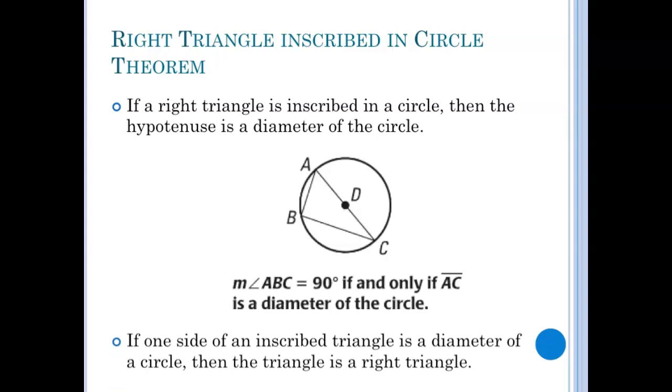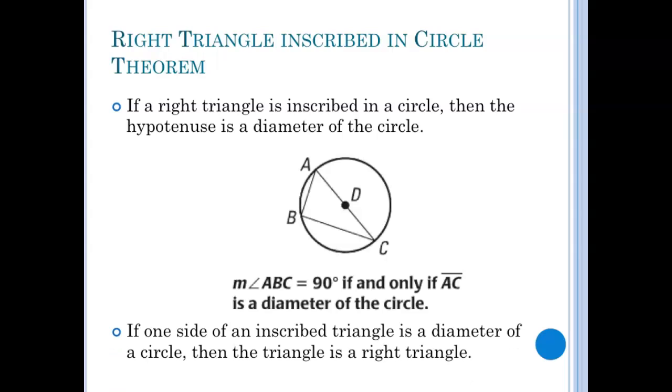So if one side of an inscribed triangle is a diameter of the circle, then the triangle is a right triangle. Now the reason this is true is because if angle ABC is 90 degrees, that means that the arc that it intercepts must be twice the measure of that angle, which would mean that is 180 degrees. If it's 180 degrees, that means it is a semicircle, which means that AC must in fact go through the center, which then makes it the diameter of the circle.